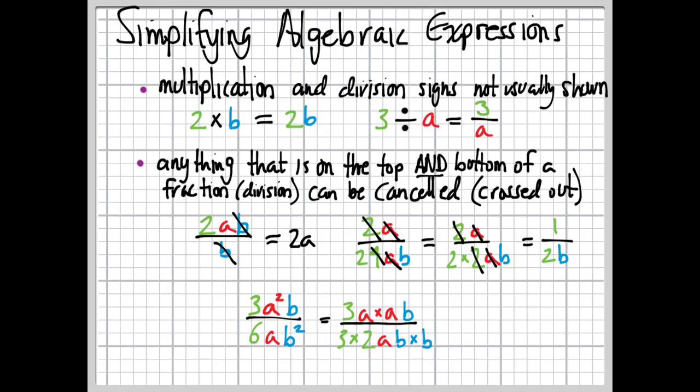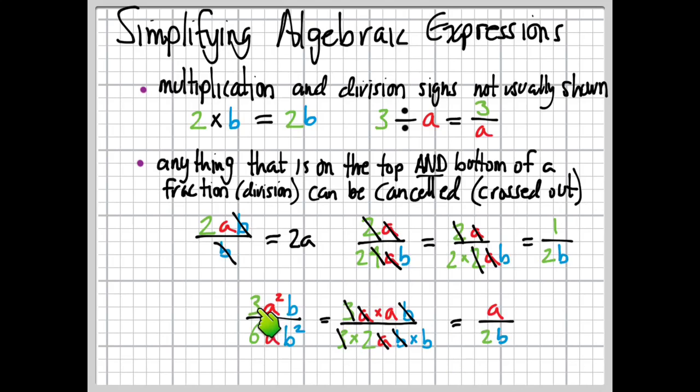And now we can see there's all kinds of things we can cancel out. Okay, the 3's, 1a on the top and 1a on the bottom, and then 1b on the top and 1b on the bottom. So the answer is a over 2b. Okay. So if this method of writing it out looks good to you, then feel free to do that.